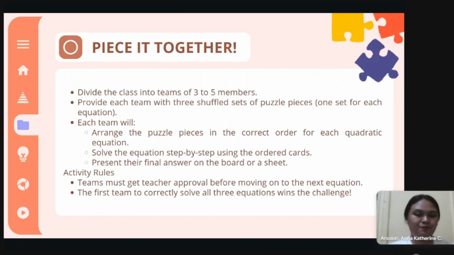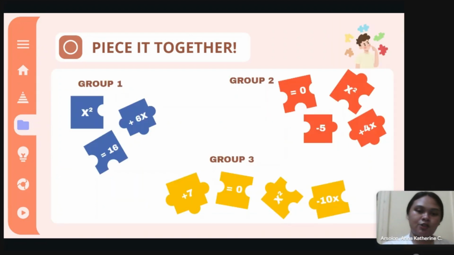Very good. Now I will group you into 3 groups. Each team has 3 shuffled sets of puzzle pieces, 1 set per equation, and each team must unshuffle and correctly order the steps for each equation, solve the quadratic equation step by step using the ordered cards, and present their final answer on the board or sheet. The first team to correctly solve will win. Now I will give you 5 minutes to answer. It starts now. Okay, time's up, everybody.